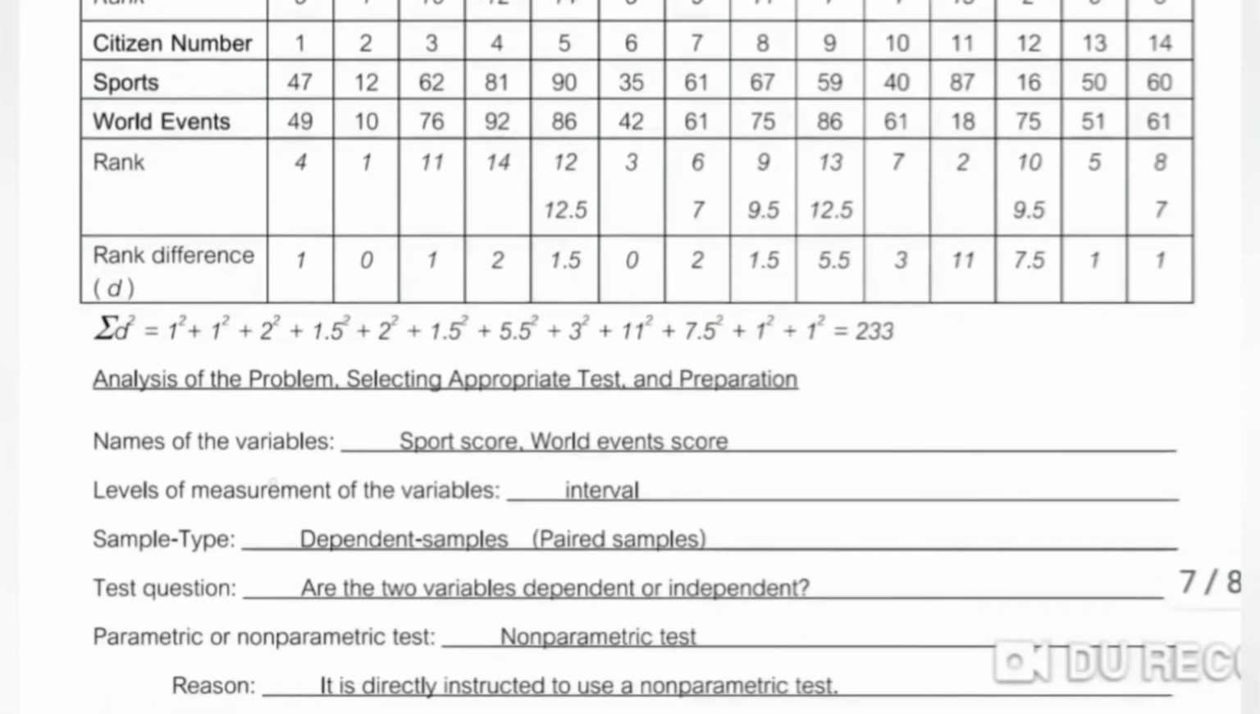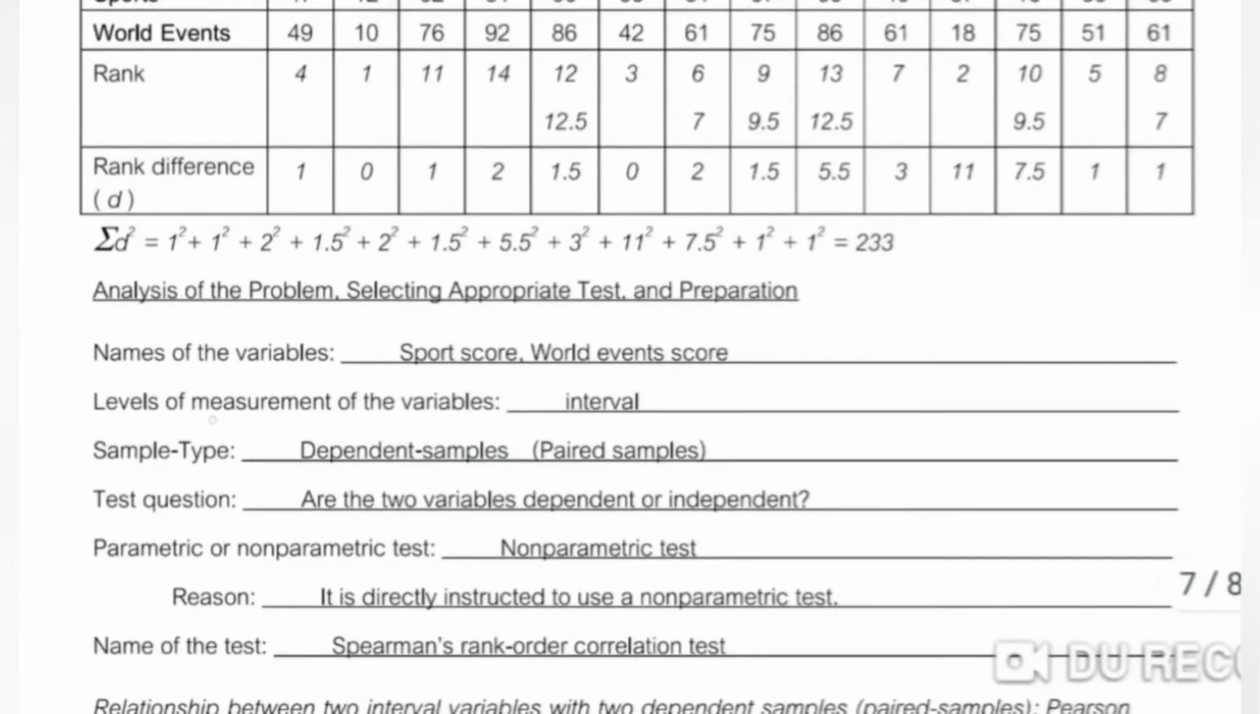So now you can understand the analysis of the problem, selecting the appropriate test, why we choose Spearman, and prepare everything for the testing process. You can understand the names of the variables, sports score and world event score, level of measurement interval given, sample type dependent or paired sample, test question. How shall we test statistically? Original question is dependent or independent, level of measurement numeric, sample type dependent samples, okay, parametric or non-parametric, non-parametric. So we have only one choice, Spearman's rank order correlation test.